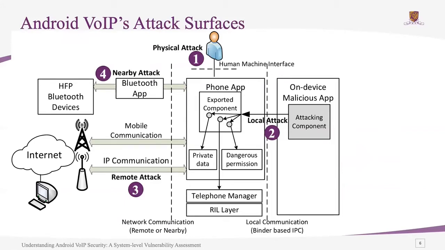Thirdly, a network-side adversary can send crafted payloads in SIP, SDP, or RTP packets to exploit Android VoIP components remotely, causing some remote denial of service or code execution. Lastly, the popular hands-free Bluetooth device also brings a new attack surface. The malicious payload in VoIP traffic may reach the system Bluetooth components, which can cause a nearby attack.